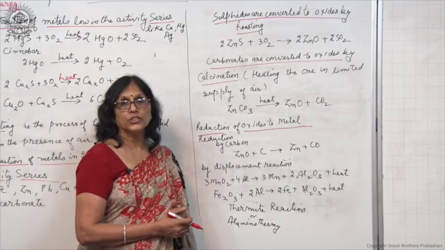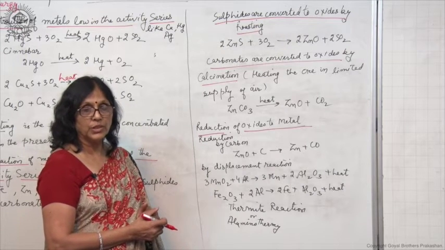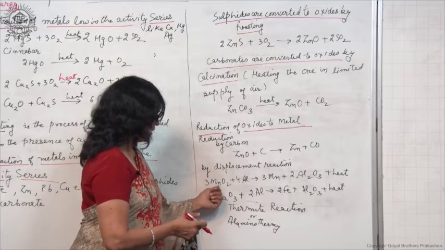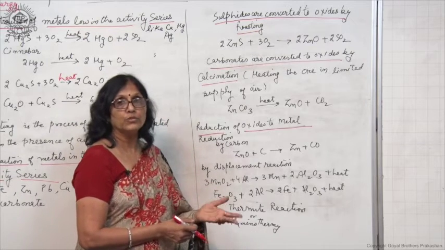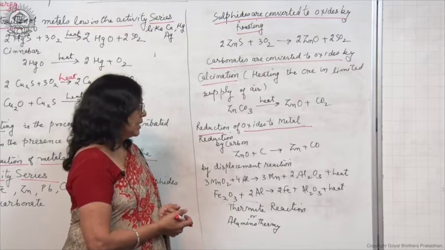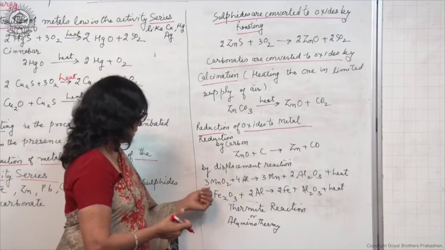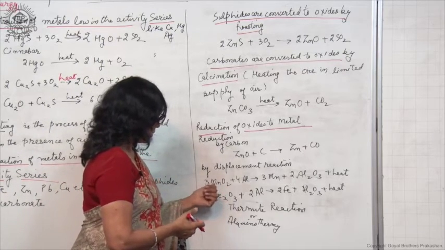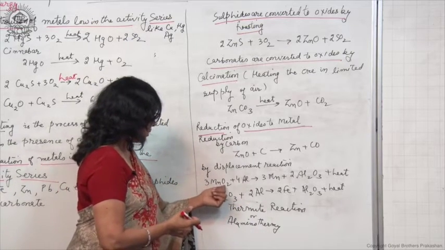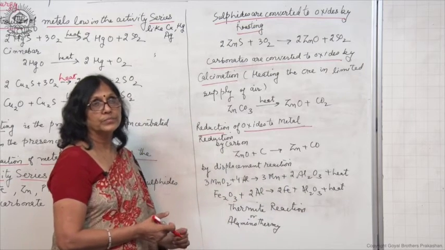Also, reduction of metal oxides to the metal can be done by using displacement reaction, like manganese dioxide can be reduced to manganese by heating with aluminium. It is an exothermic reaction and a lot of heat is also generated. The balanced chemical equation is, it is very necessary to learn the balanced chemical equation, 3 MnO2 plus 4 Al gives 3 Mn plus 2 Al2O3.